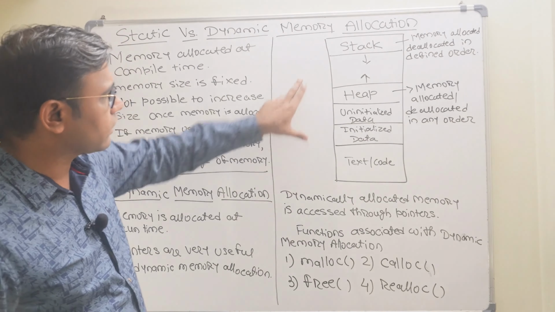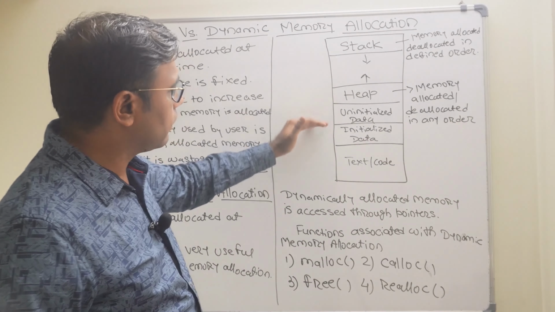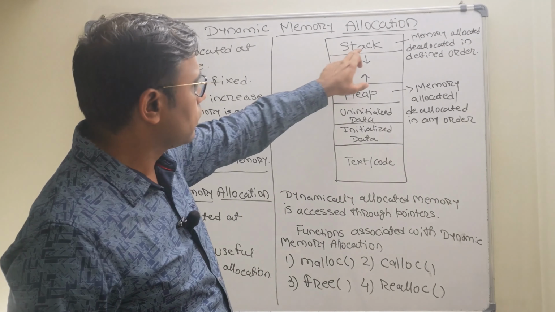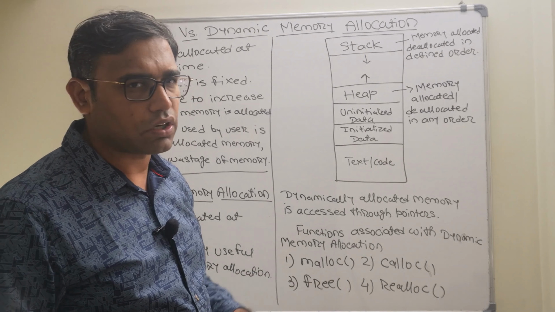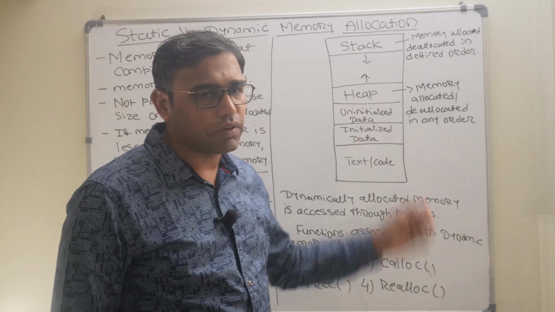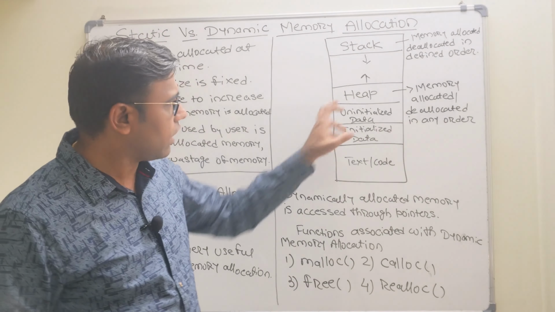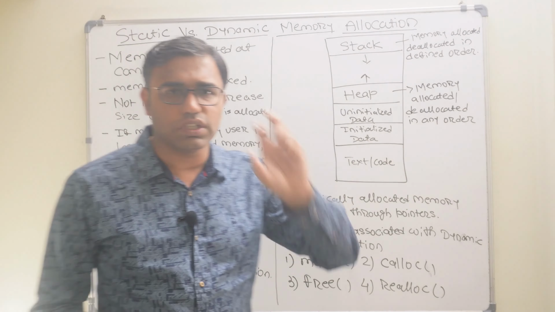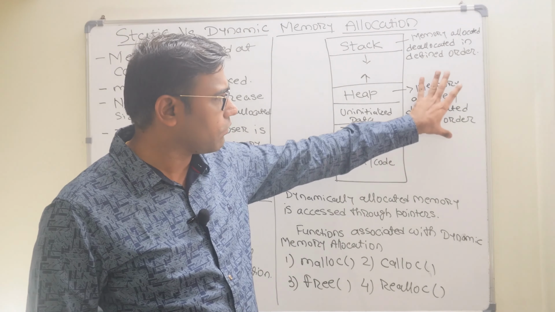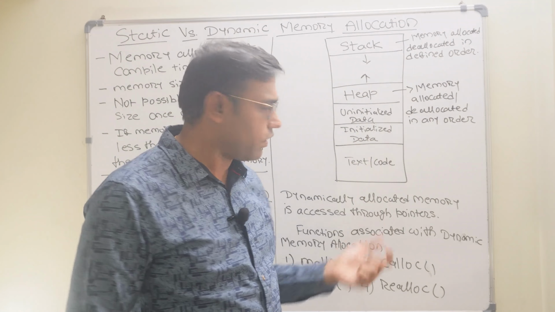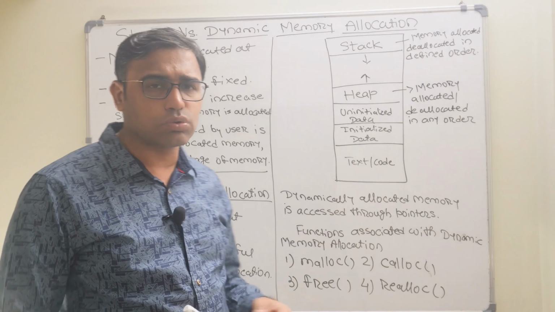So these are the segments of a C program. This is the layout. Here, if we use the stack, in stack memory is allocated or deallocated in a defined order. But in heap, memory is allocated or deallocated in any order. So this is the advantage of heap. If we want to use dynamic memory allocation, the heap is used. So dynamically allocated memory is accessed through only pointers.